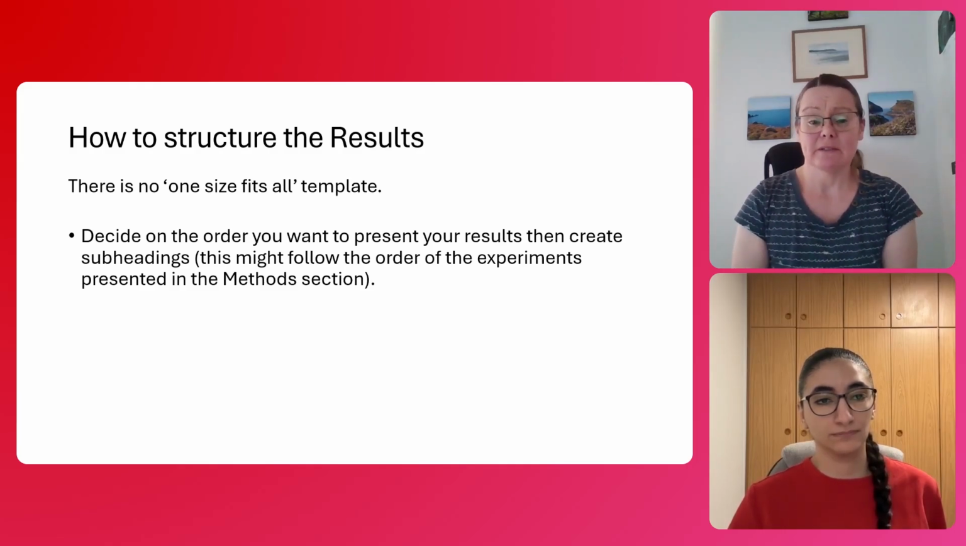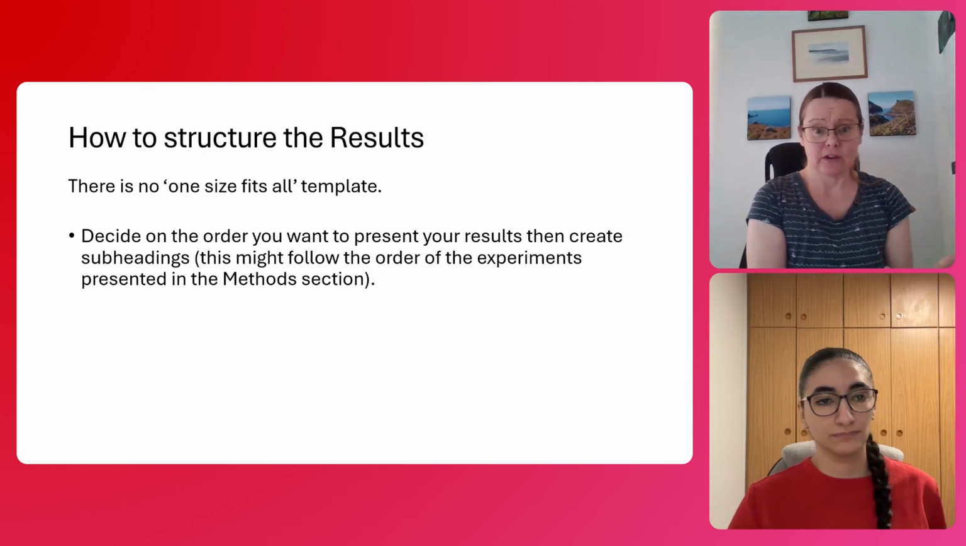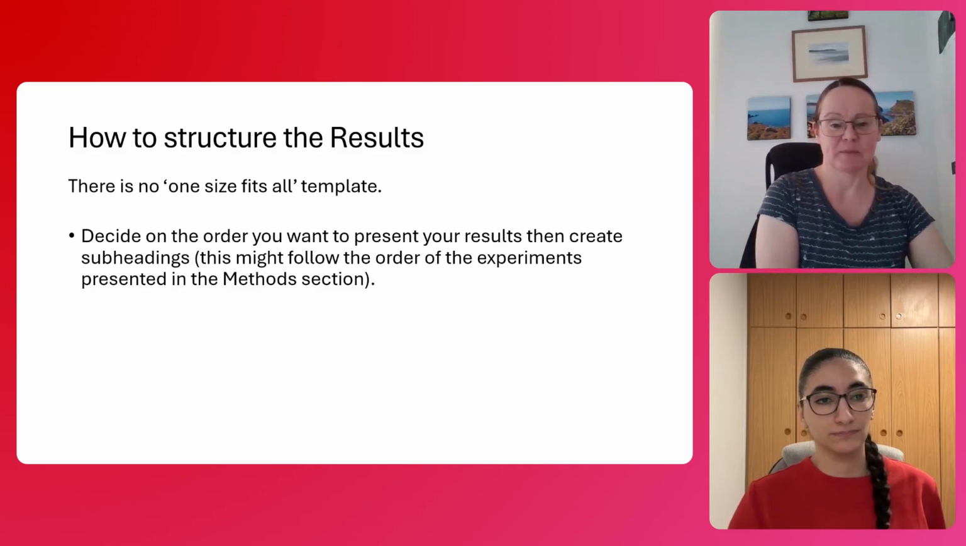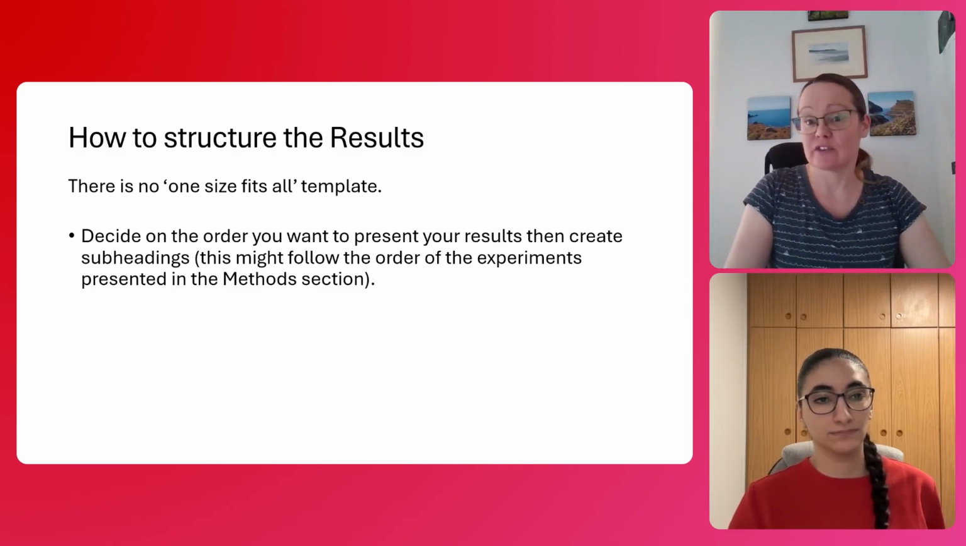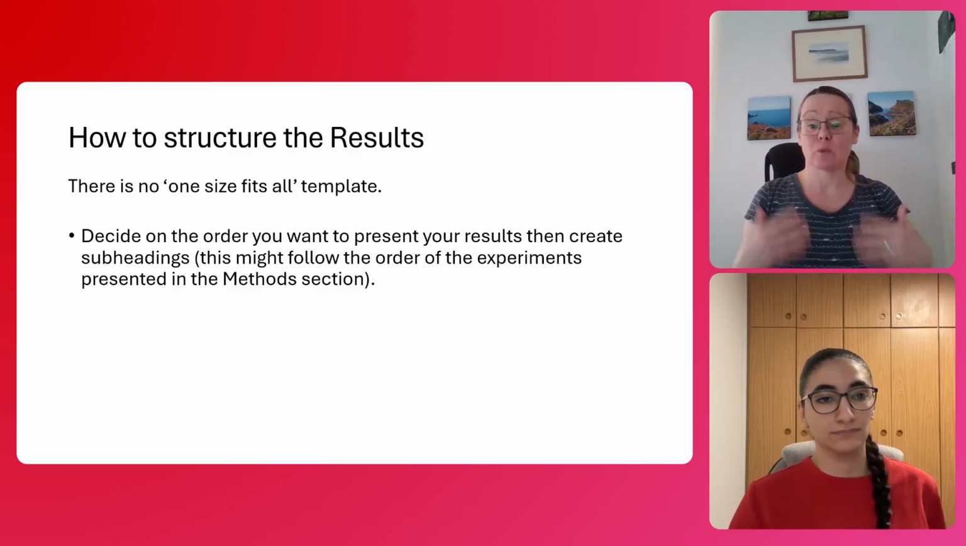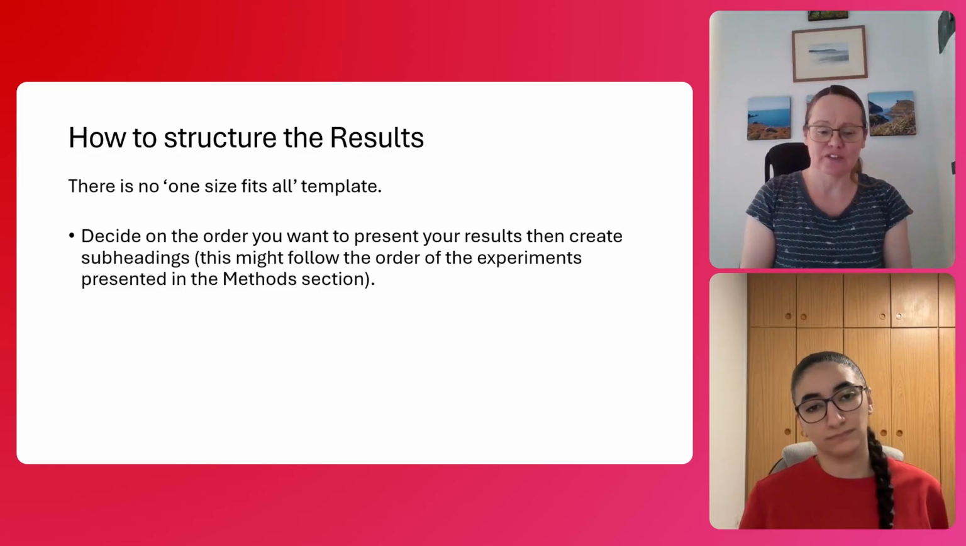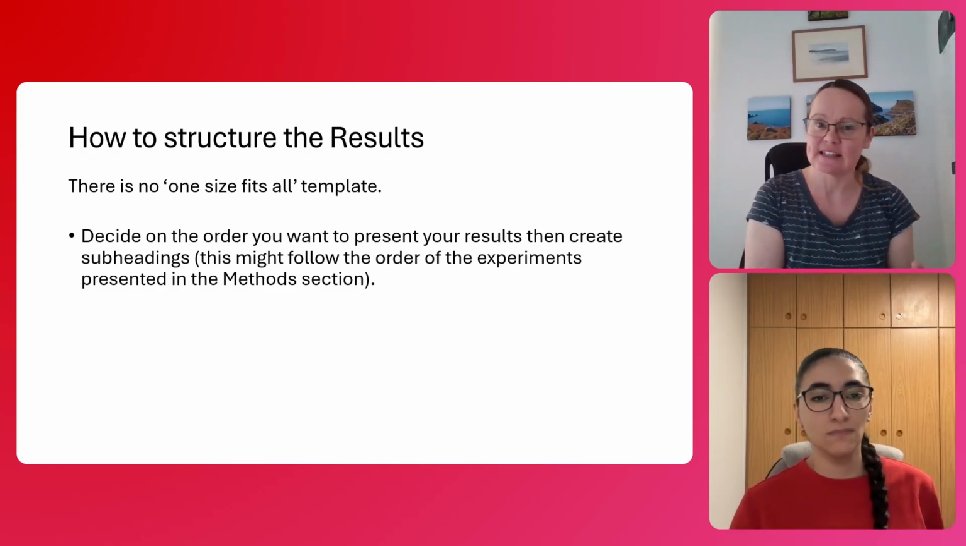For example, you might follow the order of the experiments that you already presented in the methods section. Okay, so the first experiment in the methods, those are the results you present first in the results, and so on. And that, if it works for your paper, that's very, very effective because it also creates a really nice consistency between the methods and the results section.